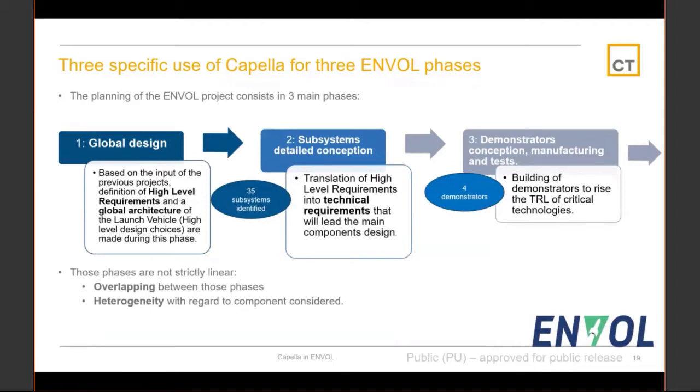Four of those subsystems will lead to a demonstrator, and this is seen at the end, since all of them will be created. But what was interesting in that part is the fact that those phases are overlapping, but also very heterogeneous, meaning that some subsystems are simple components off the shelf, and others have to be detailed enough to be used as demonstrators. So we are in a very heterogeneous situation regarding the design of a system.